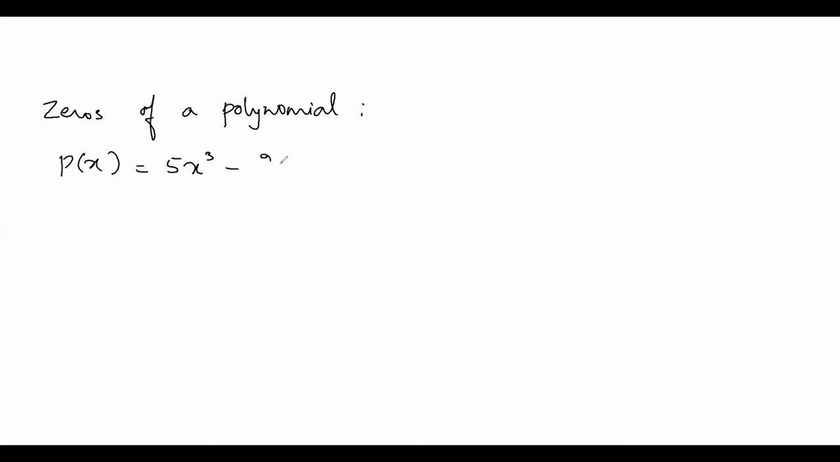Next, we will look at zeros of a polynomial. Consider the polynomial p of x is equal to 5x cubed minus 2x squared plus 3x minus 2. Let me put a value of x is equal to 1. Then I get p of 1. In the above polynomial, wherever x is there, just put x is equal to 1.